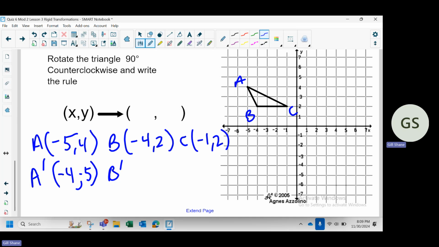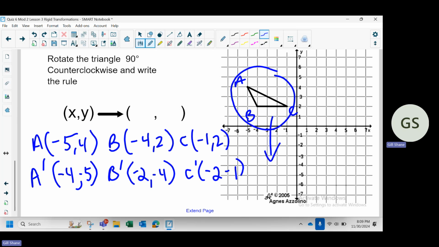B prime was -2, -4. And C prime was -2, 2, -1. So just really quickly, if you understand that counterclockwise would move this image down into this quadrant, you should know every X and Y is negative in that quadrant. That quadrant's the all negative quadrant. X's and Y's are negative. So if you have any positive answers in your final points, your final A prime, B prime, C prime, you did something wrong when you turned it.